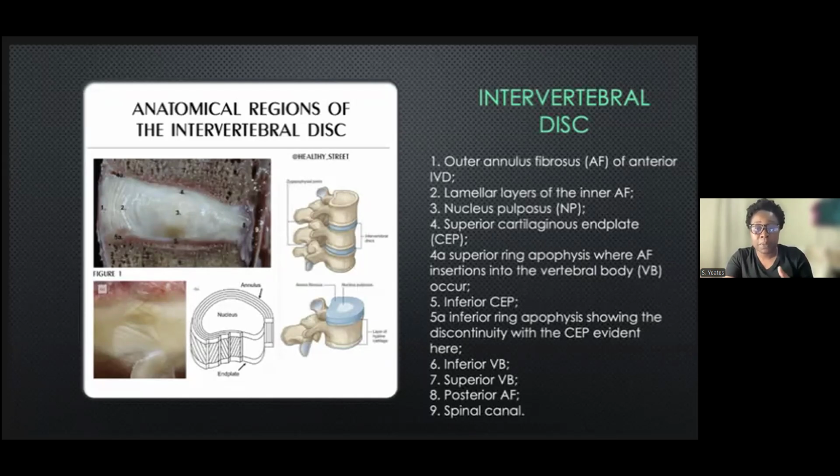They consist of 3 major components: the inner nucleus pulposus, which I'll be referring to as the NP, the outer annulus fibrosus, or AF, and the cartilaginous end plates that anchor the disc to adjacent vertebrae. The NP is a gel-like structure that sits at the center. So here, for instance, label number 3, that sits at the center of the intervertebral disc and accounts for much of the strength and flexibility of the spine.